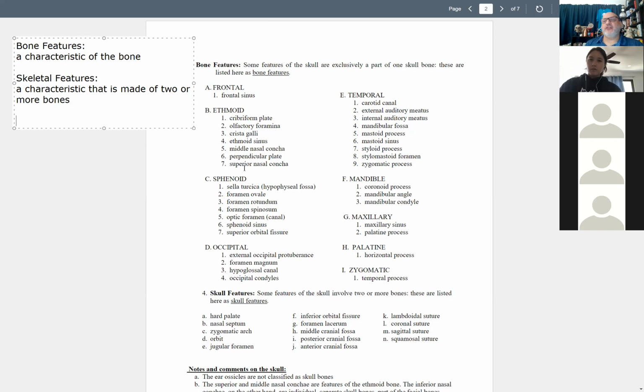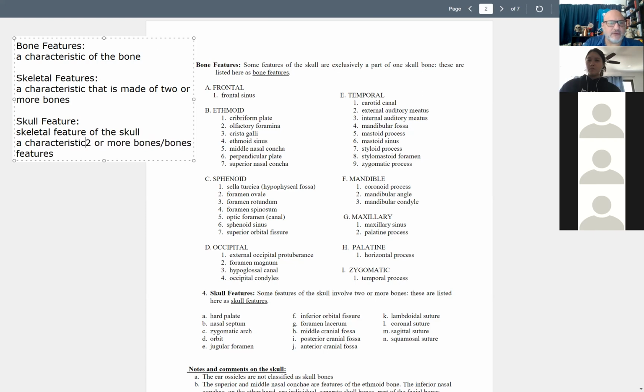Now, many of the skeletal features you're going to be responsible for are found on the skull. So we call them skull features. A skull feature is basically just a skeletal feature of the skull, or we could call it what it is, a structure, a characteristic made of 2 or more bones or bone features of the skull.